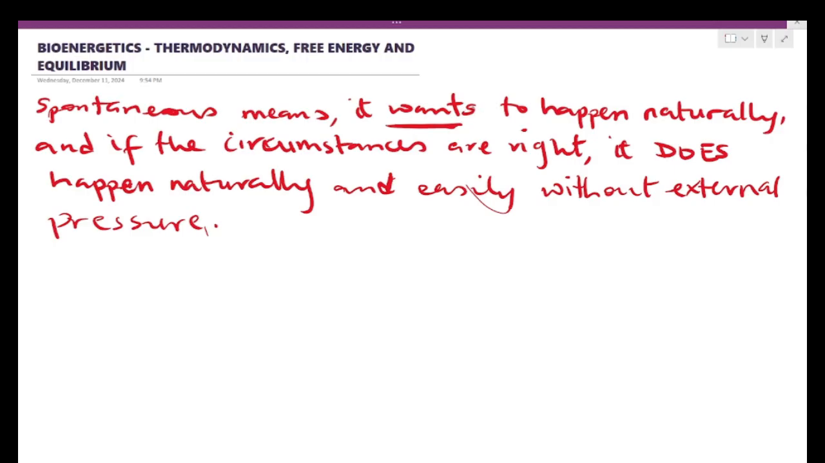So spontaneous does not refer to speed. It does not talk about how fast this reaction is going to take place. That actually falls under the domain of kinetics. Thermodynamics just speaks about the potential for something to happen, the extent to which it wants to happen, while kinetics is the domain that discusses whether we can make it happen and how fast we can make it.